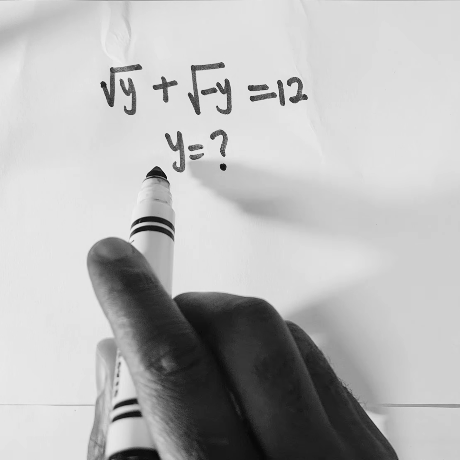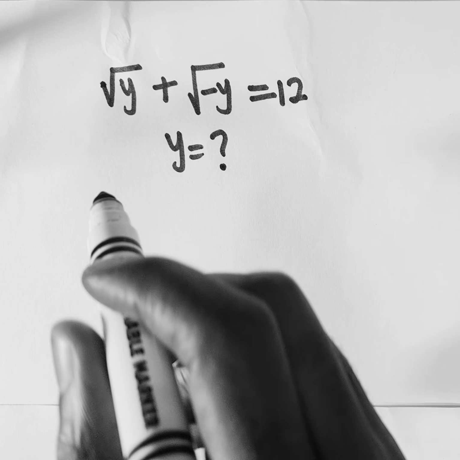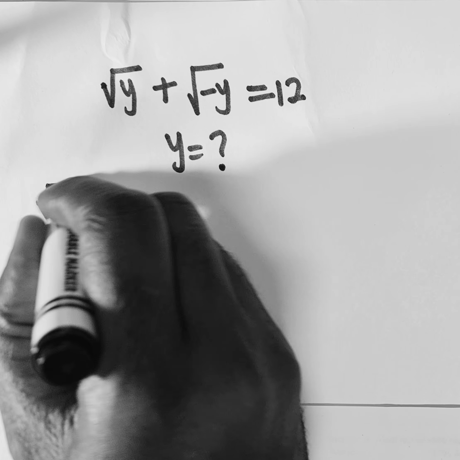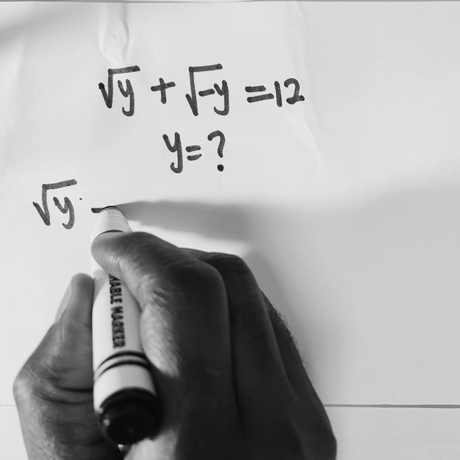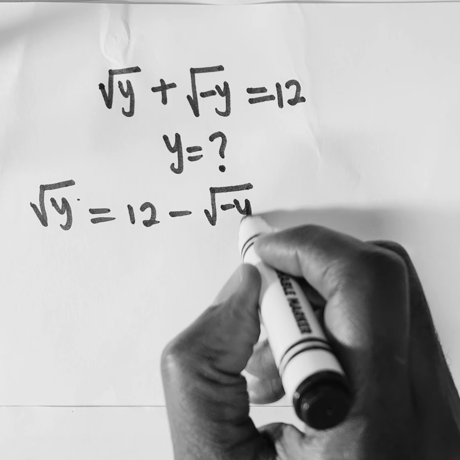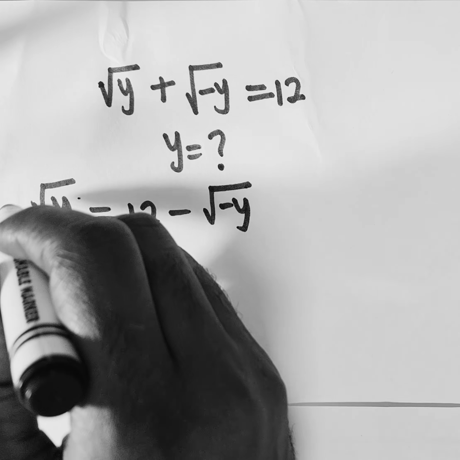In this video, we want to solve for the value of y. So what we're going to do is to rewrite this given equation in this form. Here we have the square root of y equals 12 minus the square root of negative y. Next is to square both sides.